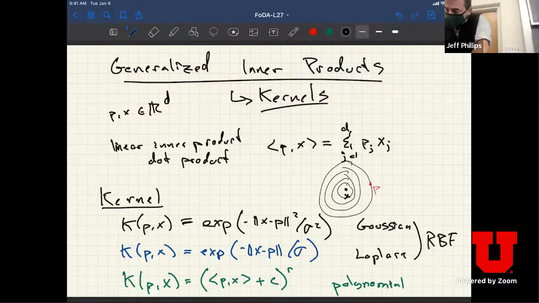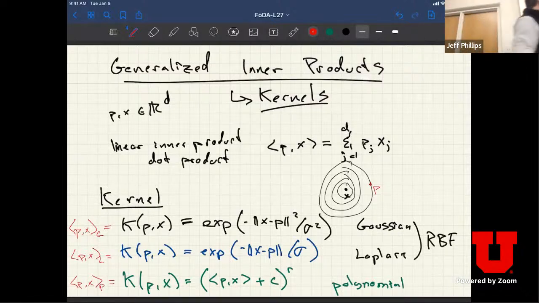So I can write K(P, X) for the Gaussian is equal to this, and K(P, X) for the Laplace is equal to this, and K(P, X) for the polynomial is equal to this one, and maybe I specify the parameters as well. But I can think of these as generalizations of the idea of an inner product, like a dot product. Okay, and we'll see with the polynomial kernels, if I were to expand this, it is written as some inner product.